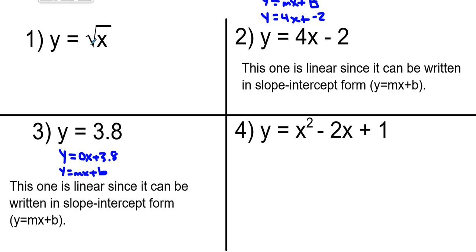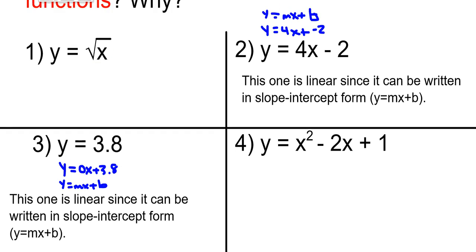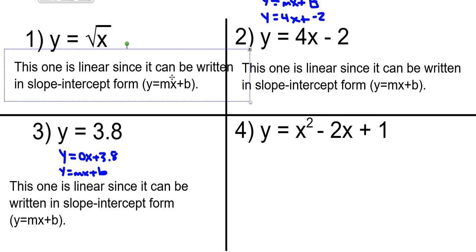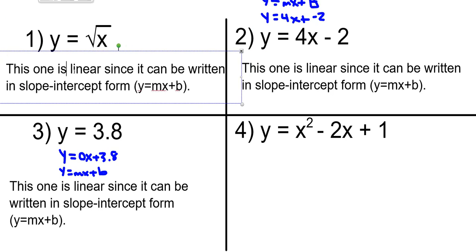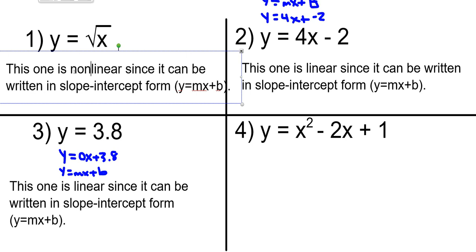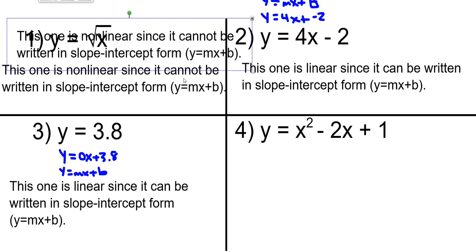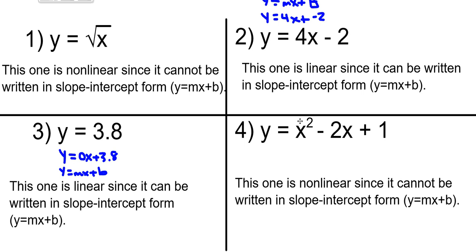The other two, I cannot write in slope-intercept form. This one has a square root symbol. Y equals mx plus b has no square root symbols in it, so this one is nonlinear, since it cannot be written in slope-intercept form. And then the last one is also nonlinear. It has an x squared term in it.